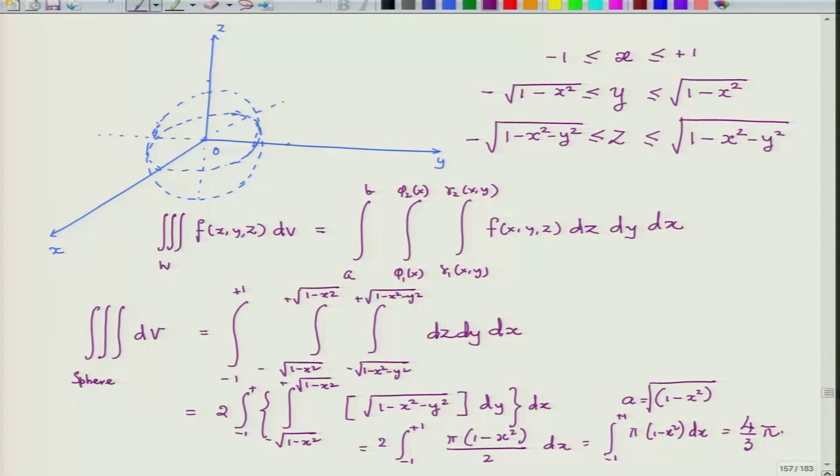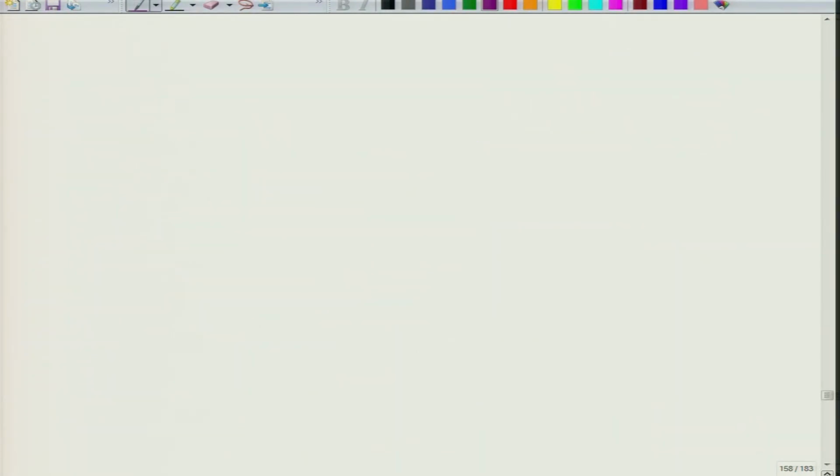Please understand that this is not the only way to break up a zone. There could be any other ways to break up a zone, and you can try out your own problems. For example, you can break the zone as follows. You can fix y between c and d, that is what I told you. Now, you can vary z between two functions of y, so z will be between psi 2 y and psi 1 y.